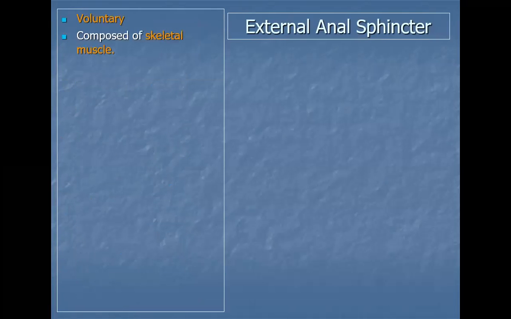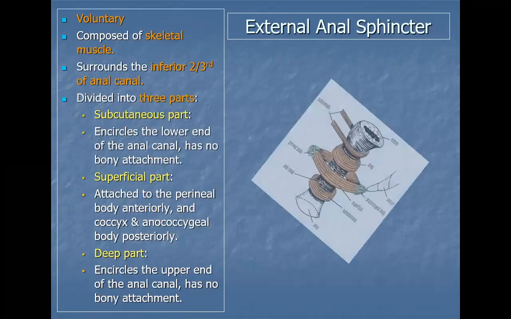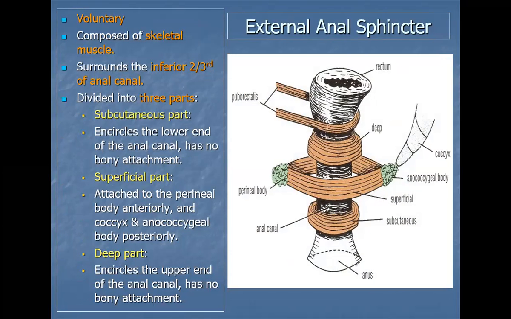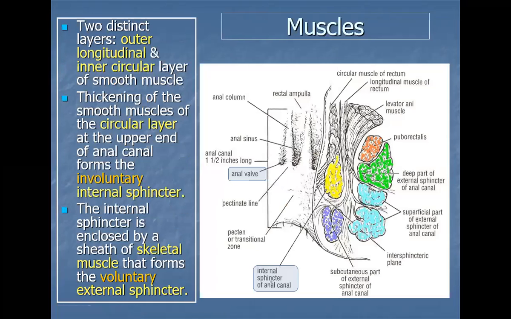Coming to the external sphincter. As we said, it is voluntary, composed of skeletal muscle. It surrounds the inferior two-thirds of the anal canal and is divided into three parts: subcutaneous, superficial, and deep. If you go back to this picture, it is much clearer here. This is the subcutaneous, this is the superficial, and this is the deep. The subcutaneous is just below the skin, so it is called subcutaneous. Here is the internal sphincter. These are the three parts of the external sphincter: subcutaneous, superficial, and deep.